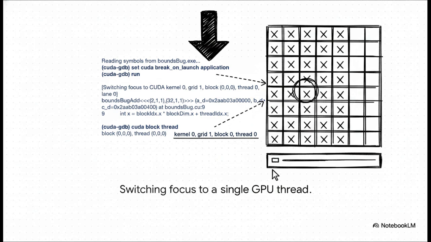Here's what that looks like in practice. We run the debugger, it hits our breakpoint, and boom! It tells us we are focused on kernel 0, grid 1, block 0, thread 0.